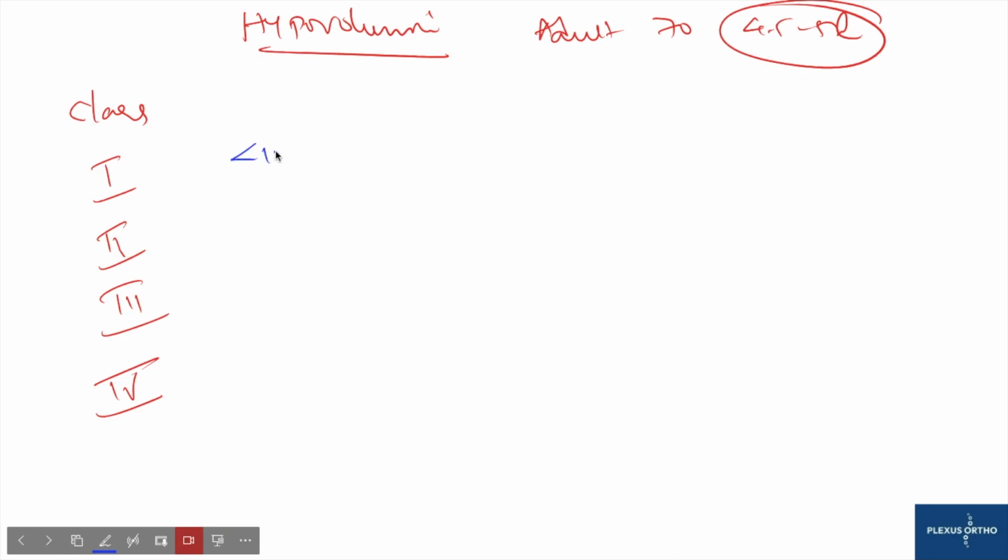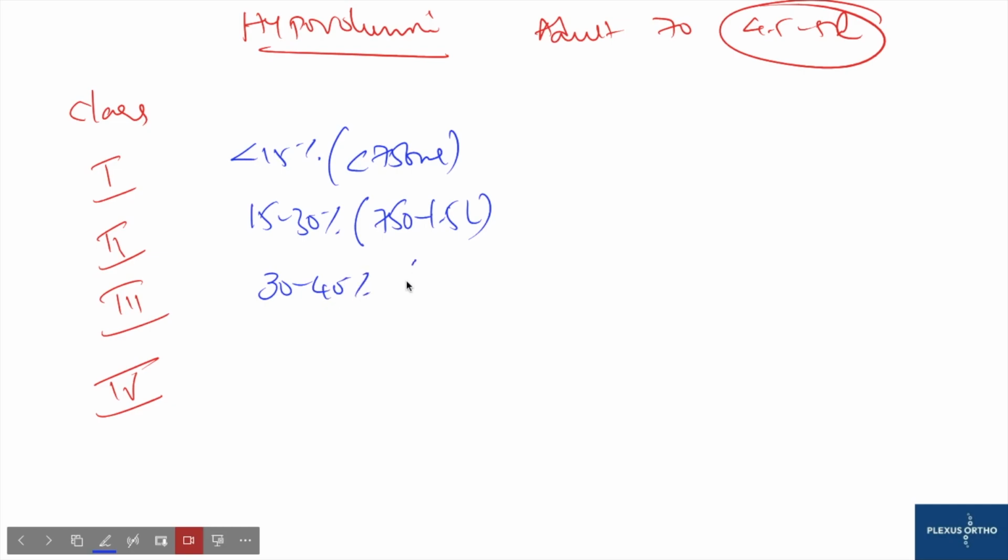In class 1, less than 15% of the blood is lost, or less than 750 ml. In class 2, 15 to 30% of blood is lost, or 750 to 1.5 liters of blood. In class 3, 30 to 40%. This is a very important table for you because this is very commonly asked in exams, almost repeated in every other exam for your theory. And in class 4, it's more than 40%, life threatening, more than 2 liters. In many cases, most of the patients will not survive this kind of blood loss in class 4, right?